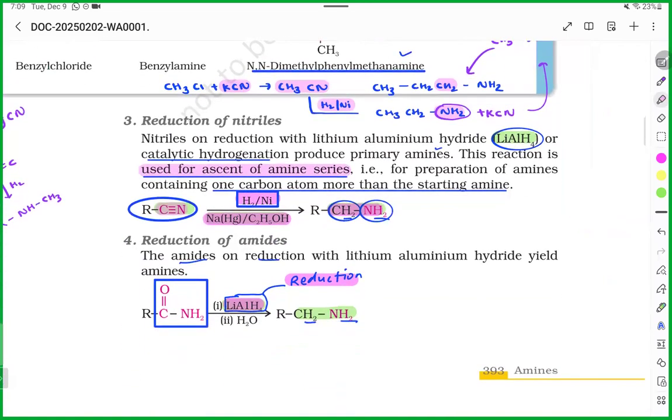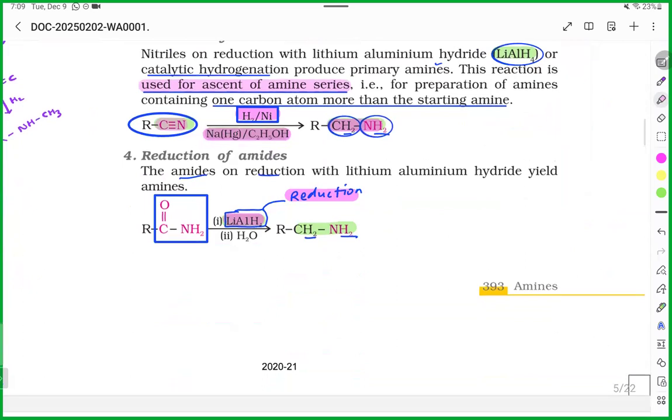Last reaction of the day, reduction of the amide. Same thing, same reagent, lithium aluminium hydride in presence of water. And here you will produce this. Any doubt? Same, simply you are adding hydrogen. Correct? You will simply add hydrogen in this case, reducing agent.